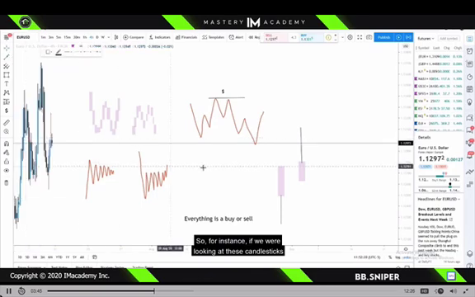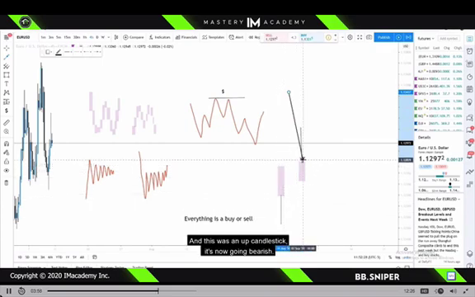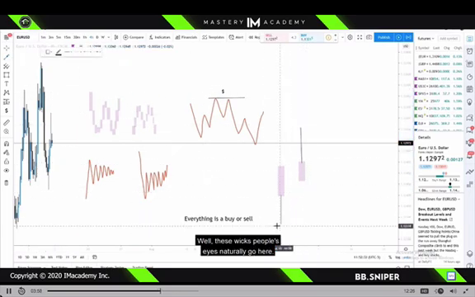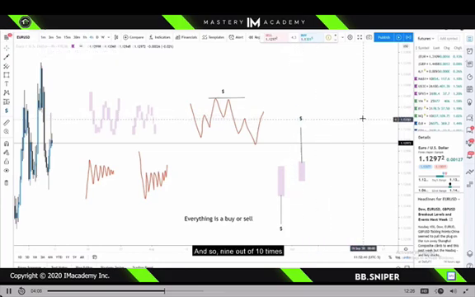So, for instance, if we are looking at these candlesticks and say this is a down candlestick that's going bullish, and this was an up candlestick that's now going bearish, well, these wicks, people's eyes naturally go here. So guess what? A stop loss will be here. A stop loss will be here. And so 9 out of 10 times the market will go towards the stop loss. The market will go to where a lot of liquidity is sitting.